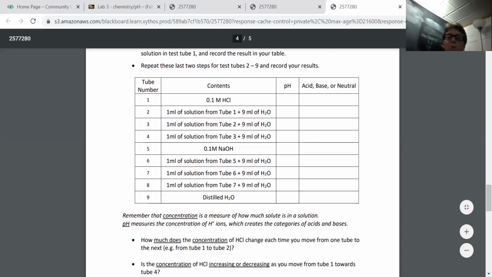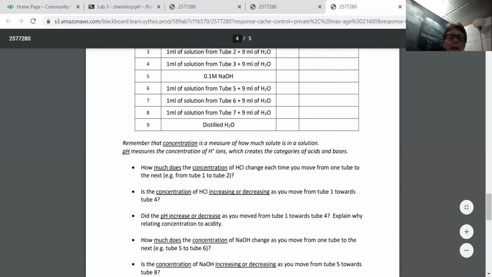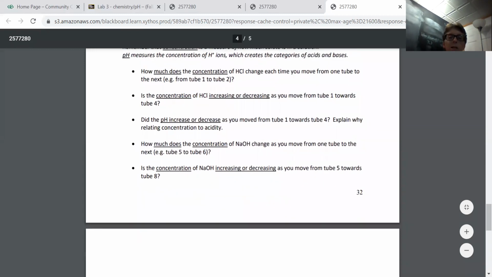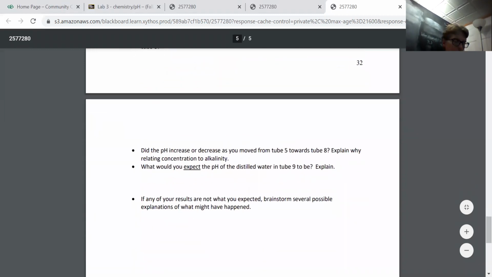So now our pH would be 12 in tube 6. Dilute that tenfold, we go to 11. Tube 8, another tenfold, we'd go to 10. And the pH of our distilled water, which would be pure water, would be 7. Okay? So now you can answer the questions based on that table of data.